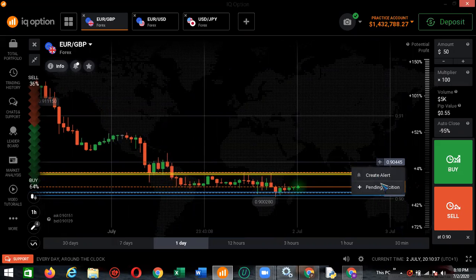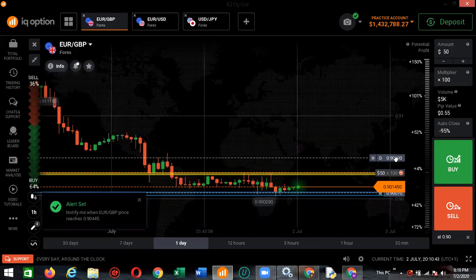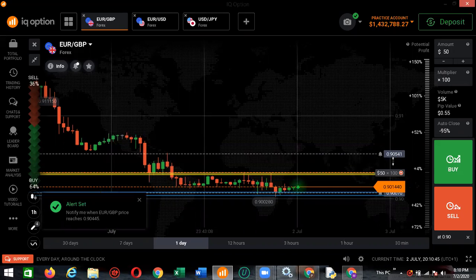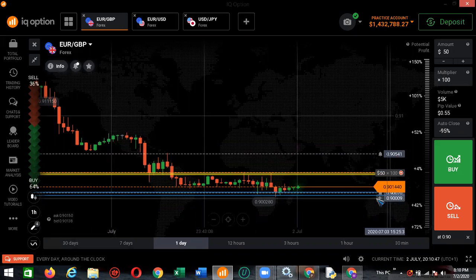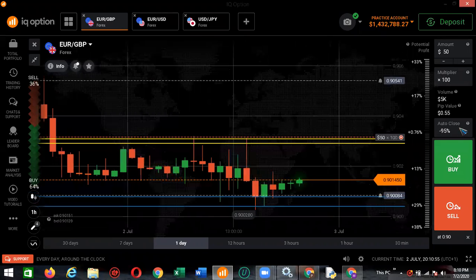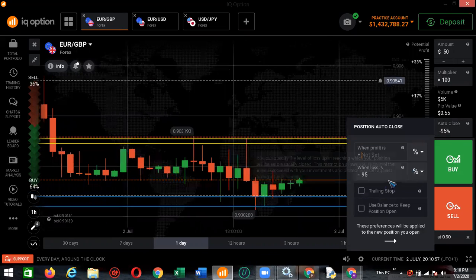Sorry, I can use this level here, this upper level here. Since it's a sell, I can use it as my stop loss. Once it reaches this place, we should close the trade. And I can use this level here as my take profit. And once it reaches this point, once you make a profit to this level, you should close the trade for me. So let's get it now.